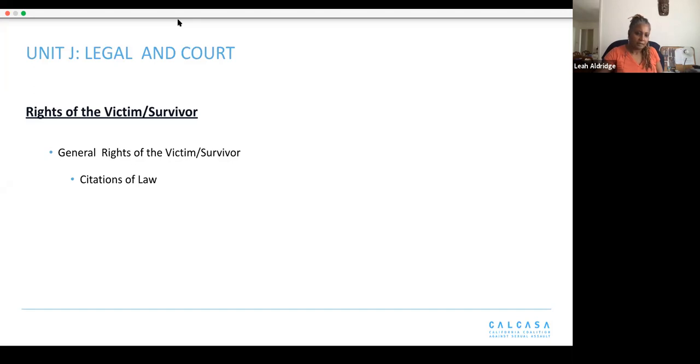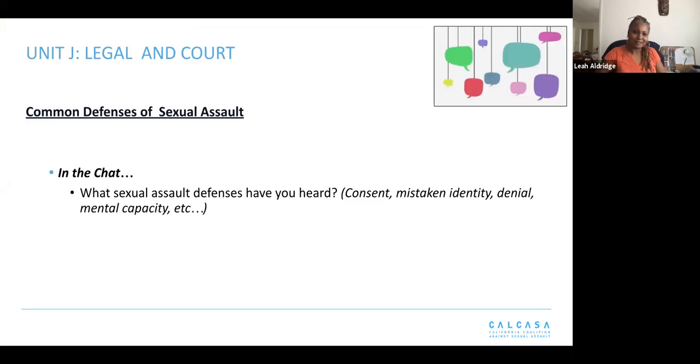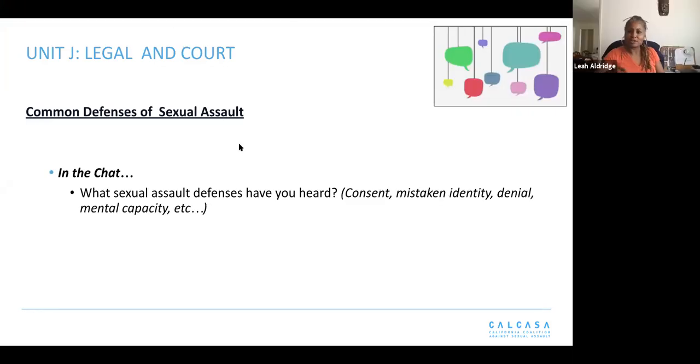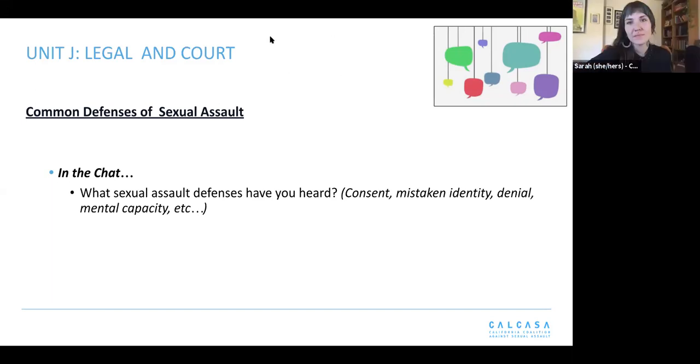Can we talk about common defenses of sexual assault? A little bit of that. So common defenses of sexual assault. Do you want to just have the chats? I'm curious from all of you, there are some common defenses that people will use, and your advocates should be prepared to have this conversation with the victim survivors, right? Just to let them know that this is what they're going to say when they get in the courtroom.